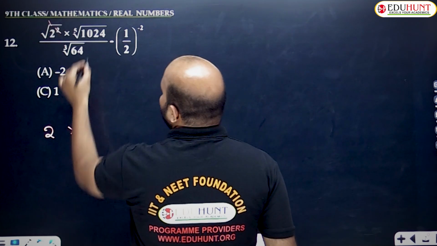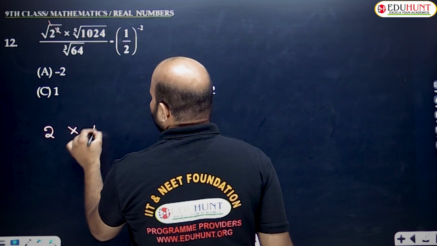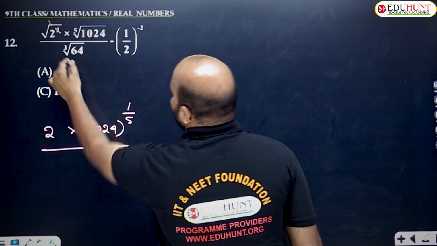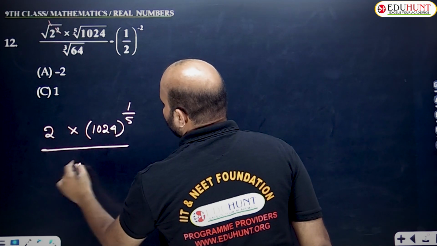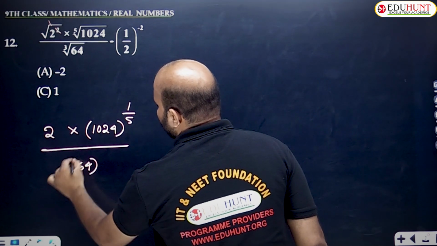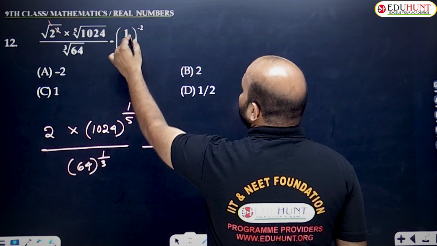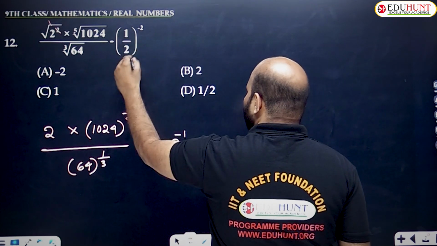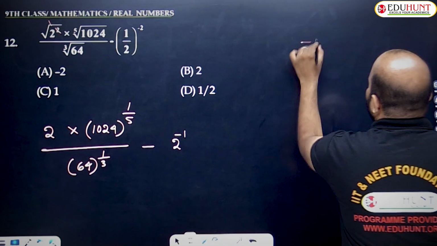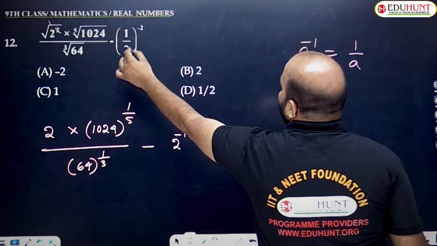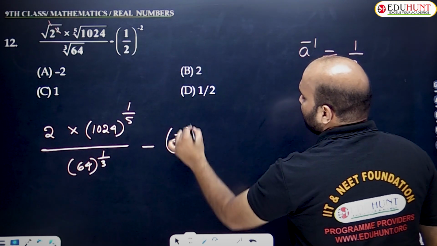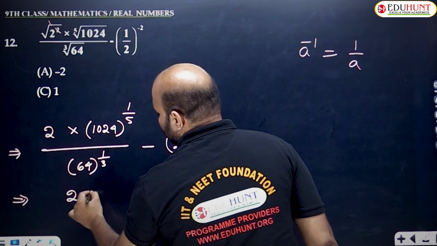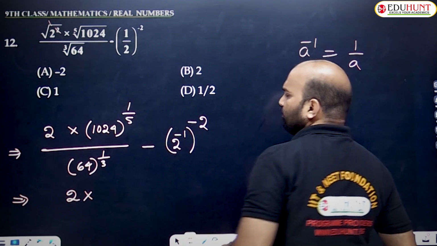Into the 5th root of 1024, which can be written as 1024^(1/5), divided by the cube root of 64, which can be written as 64^(1/3), minus (1/2)^(-2). (1/2) can be written as 2^(-1), because a^(-n) can be written 1 by a^n. So a inverse can be written 1 by a. Clearly we need to understand this. So it becomes 2 into 1024, which number?